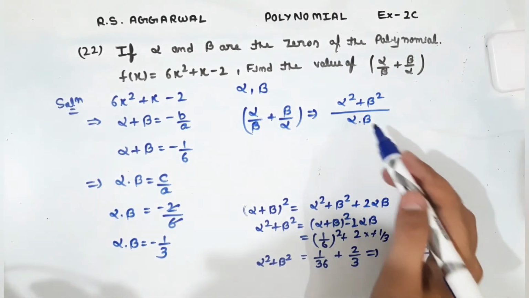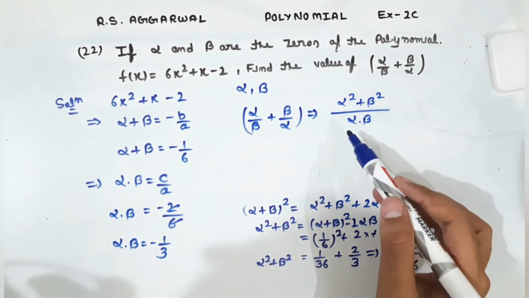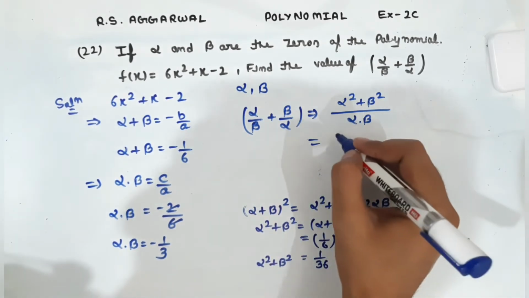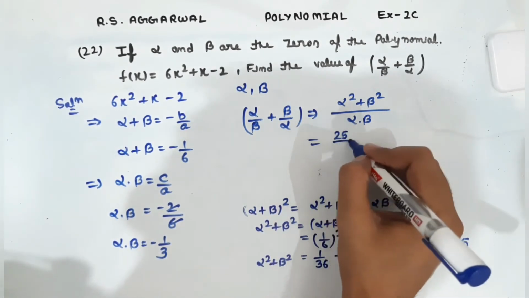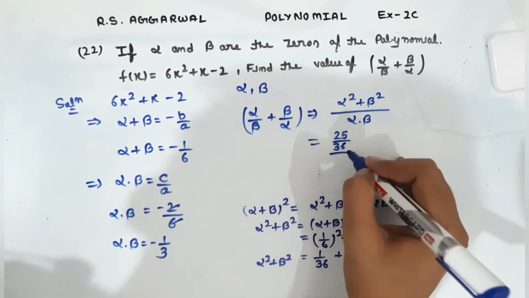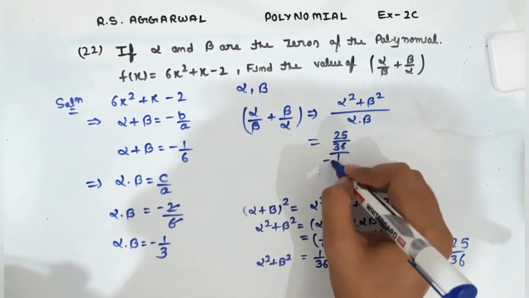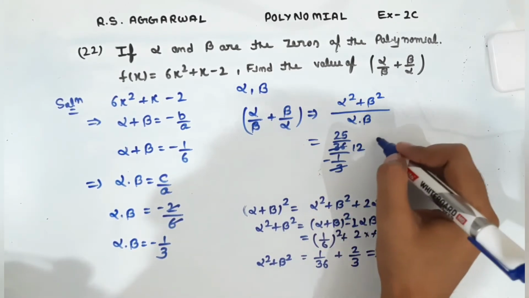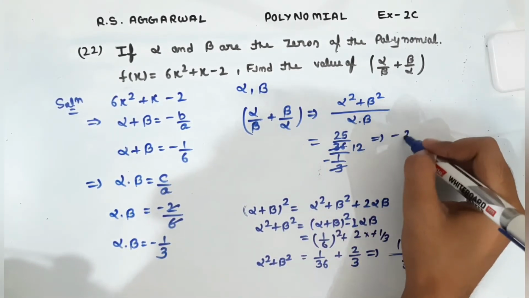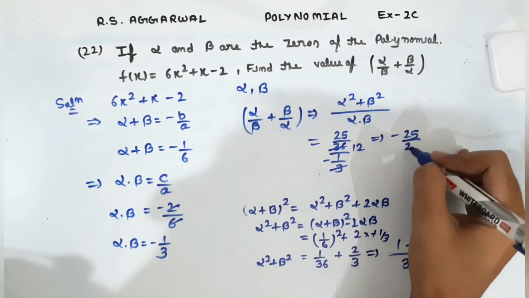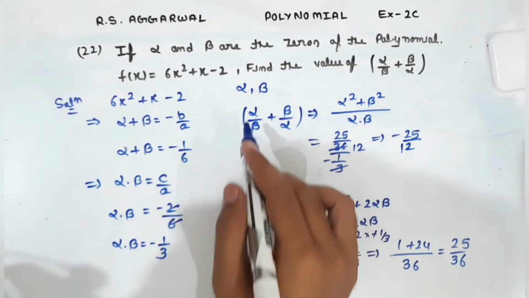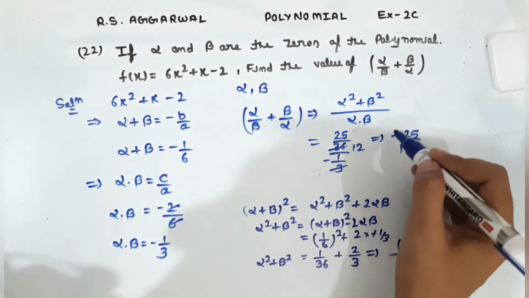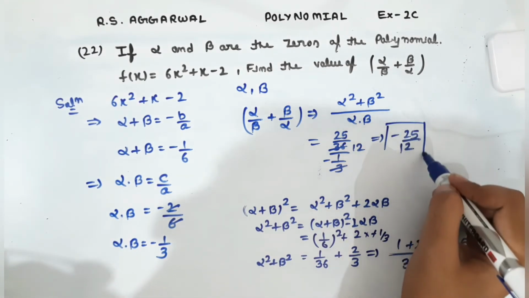Now putting the value of alpha square plus beta square and alpha into beta here, we will get 25 upon 36 upon alpha into beta, which is minus 1 upon 3. So the 3 will be cancelled out, 12 times. So our answer will be minus 25 upon 12. This is the value of alpha upon beta plus beta upon alpha. This is our answer.